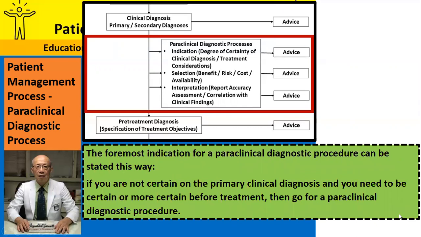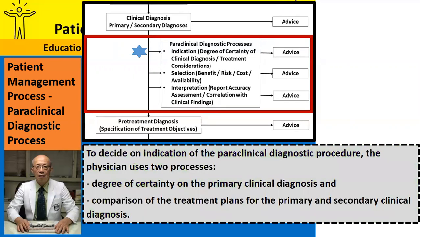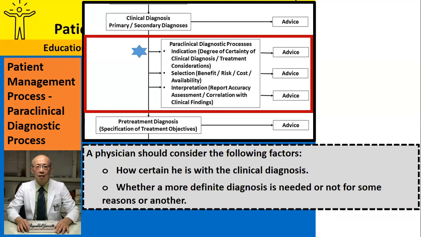The foremost indication for a paraclinical diagnostic procedure can be stated this way. If you are not certain of the primary clinical diagnosis, and you need to be more certain before treatment, then go for a paraclinical diagnostic procedure. To decide on the indication, the physician uses 2 processes. One is the degree of certainty on the primary clinical diagnosis, and 2, comparison of the treatment plans for the primary and secondary clinical diagnosis.